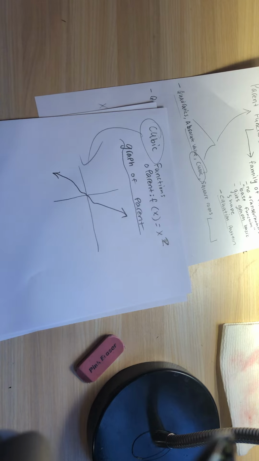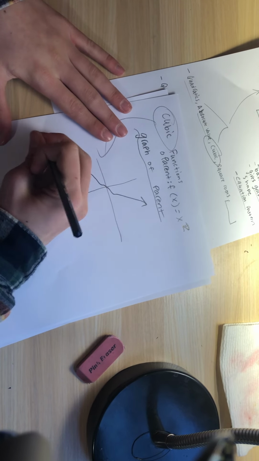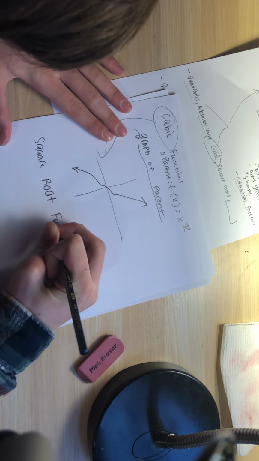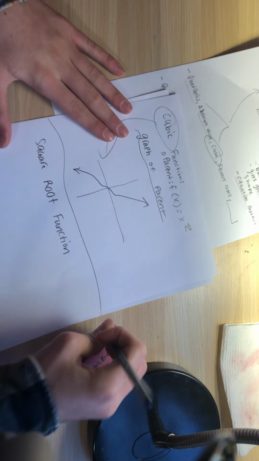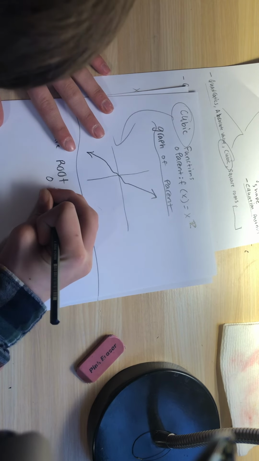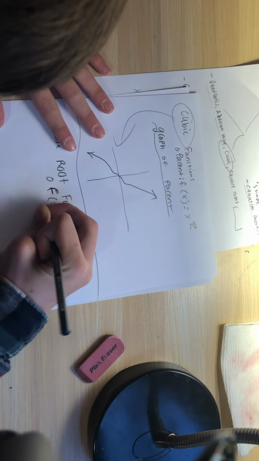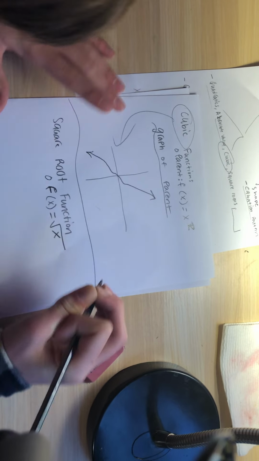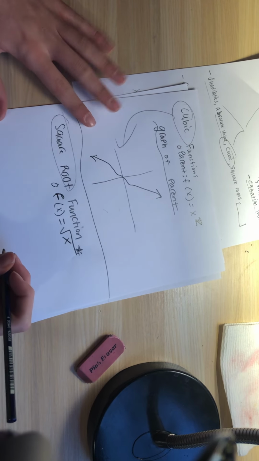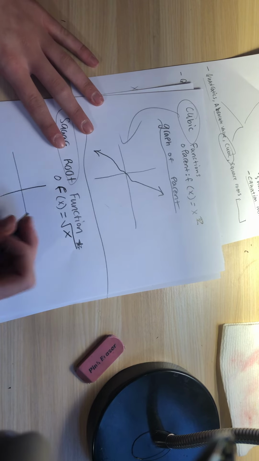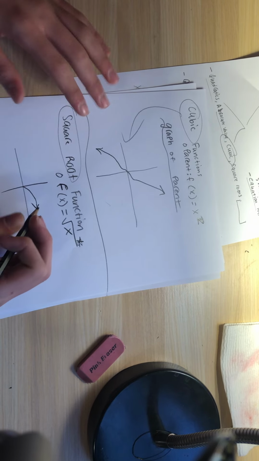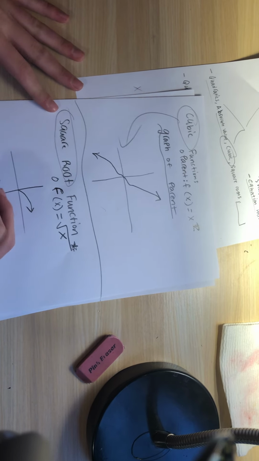Now I'll show you what a square root function looks like. So the parent function of a square root function is f(x) equals the square root of x. Hence, this is a good way to remember that it's a square root function. So, the graph of the parent looks like this. That's what the average square root function graph will look like.